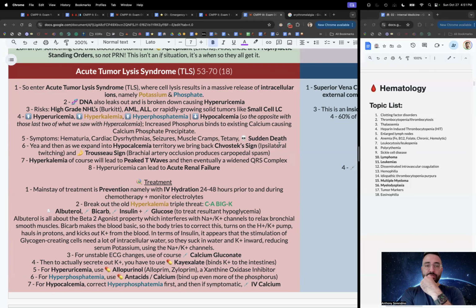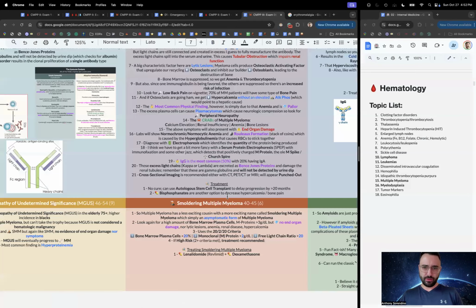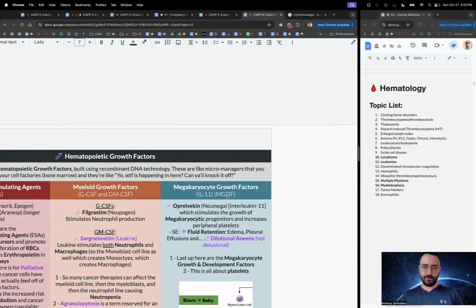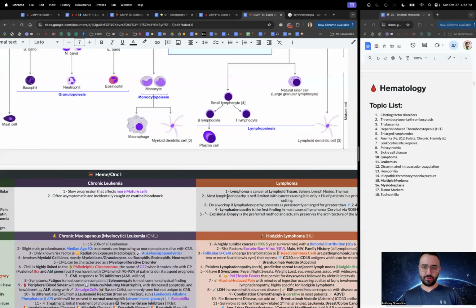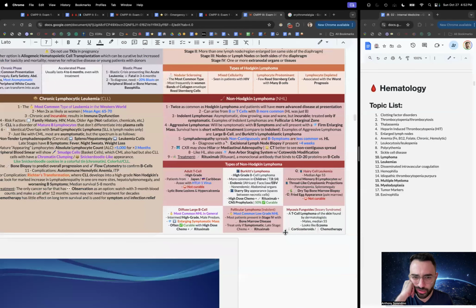So your high grade NHLs like Burkitt's. Burkitt's was the one with, was that like jaw stuff? Epstein-Barr jaw stuff. Burkitt's, and that's an NHL. Yeah, jaw stuff, Epstein-Barr, starry sky, diffuse large, most common. Hairy cell, dry tap, threads, fried egg.